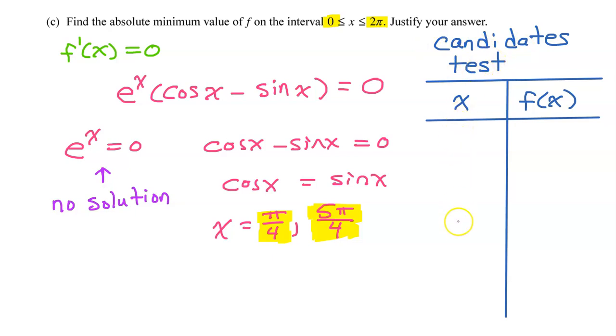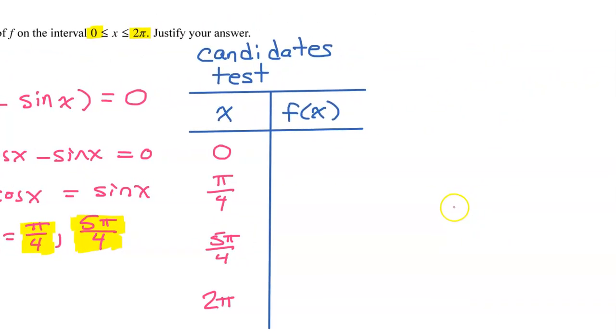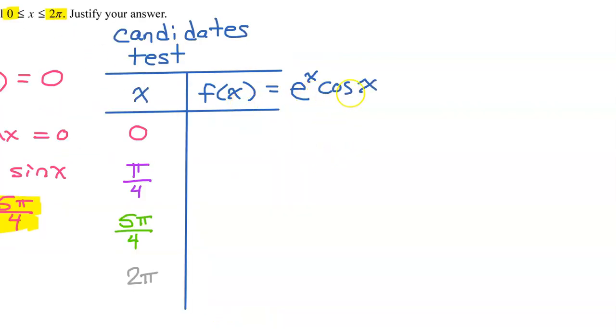So our x values will be the candidates that we have identified. We have the 0 from the beginning of the interval, and then we have pi over 4 and 5 pi over 4, which we found, and then the end of the interval, which is 2 pi. So we have these 4 candidates. Now we simply evaluate the original function at each one of these candidates and see which one gives us the minimum value. So here's the original function.